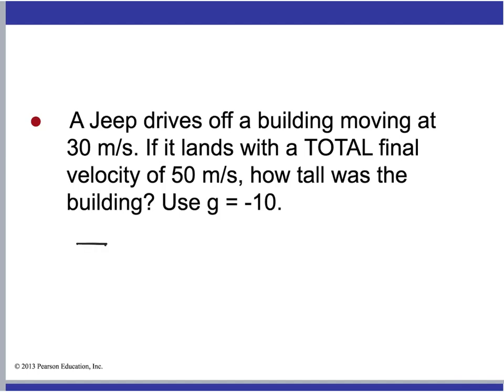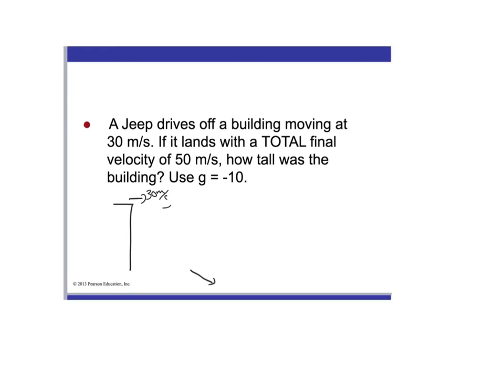So, essentially, here's what you know. It's driving off the building at 30 meters per second. And when it hits the ground, it's got a total velocity of 50 meters per second. And so what that means is that in the x direction it's still 30 meters per second. Let me redraw this up here so we can see it. It's going 50 meters per second right here. It's going 30 meters per second in the x direction because that velocity does not change.